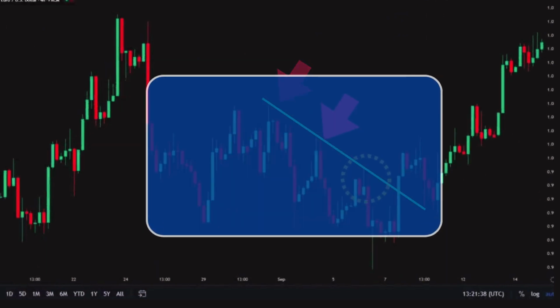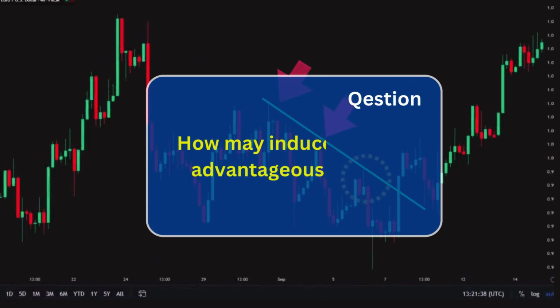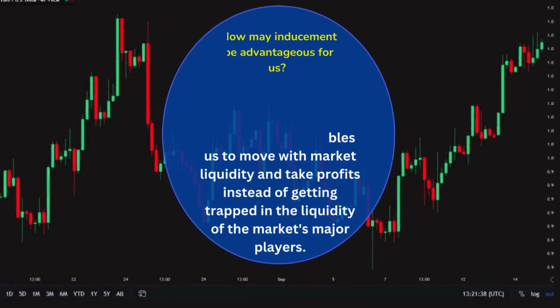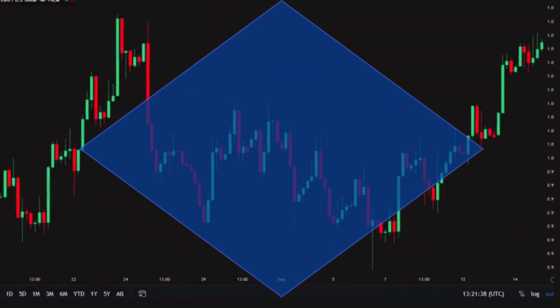How may inducement be advantageous for us? Inducement can be used to identify the market liquidity zones. Additionally, it enables us to move with market liquidity and take profits instead of getting trapped in the liquidity of the market's major players. Now we know the basics of inducement. Let's move on to liquidity.